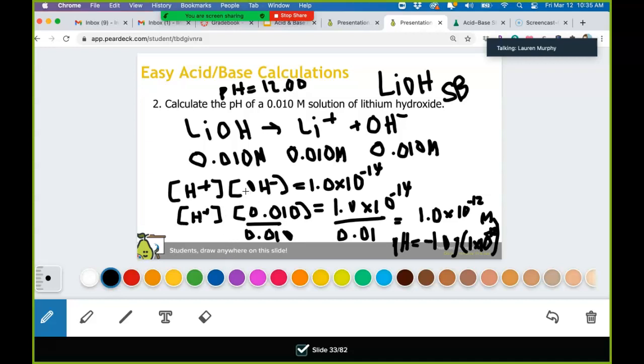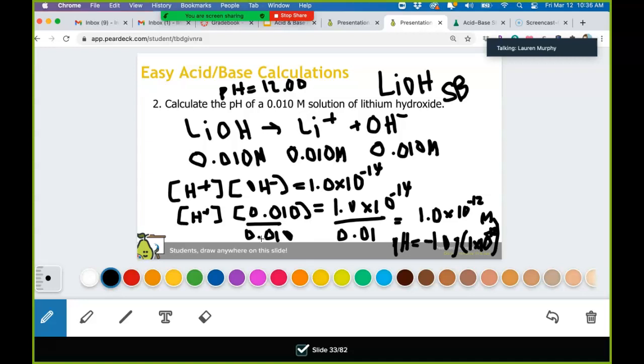So I use my OH to get H, and then I can plug into my pH equation. I can't plug straight into my pH equation up here because I don't have H plus. pH involves H plus, not OH minus. So the pH is 12. Does this make sense? Lithium hydroxide is a base. This is a basic pH, so this does make sense.